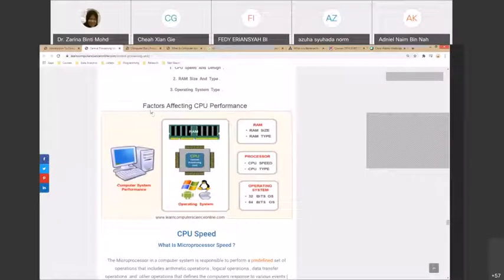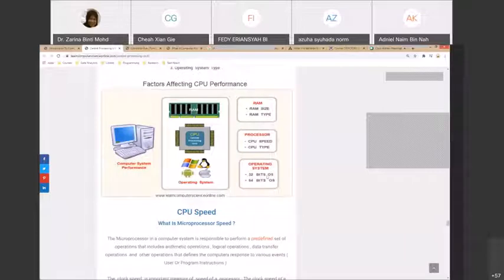Okay, so now we look at what are the factors affecting CPU performance? Okay, so maksudnya it depends on many things lah. Okay, the first one is the RAM size or the RAM type. And then the next one, we can say depending on the CPU speed and the CPU type. And the next one, it depends on the operating system. Okay, 32-bit operating system or 64 bits operating system.